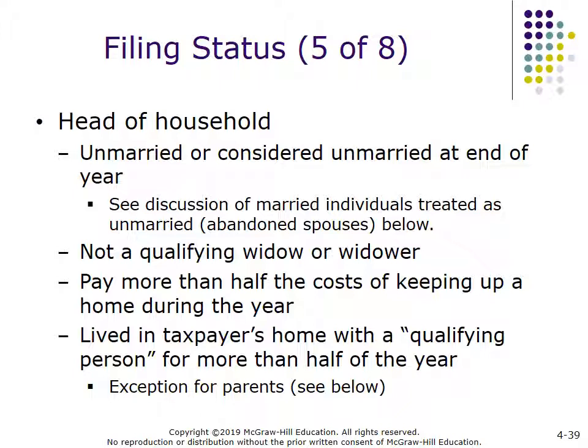You have to pay more than half the cost of keeping up a house, and you lived in a taxpayer's home with a qualifying person for more than half of the year. Qualifying person is a qualifying child or qualifying relative. The only person who could live outside of the taxpayer's home is their parents, but the parents must be qualifying relatives.